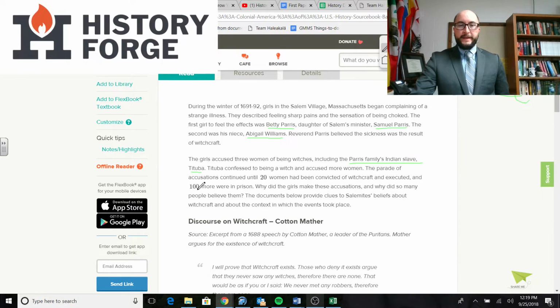The parade of accusations continued until 20 women had been convicted of witchcraft and executed, and 100 more were in prison. Why did the girls make these accusations, and why did so many people believe them? The documents below provide clues to Salemites' beliefs about witchcraft and about the context in which the event took place.